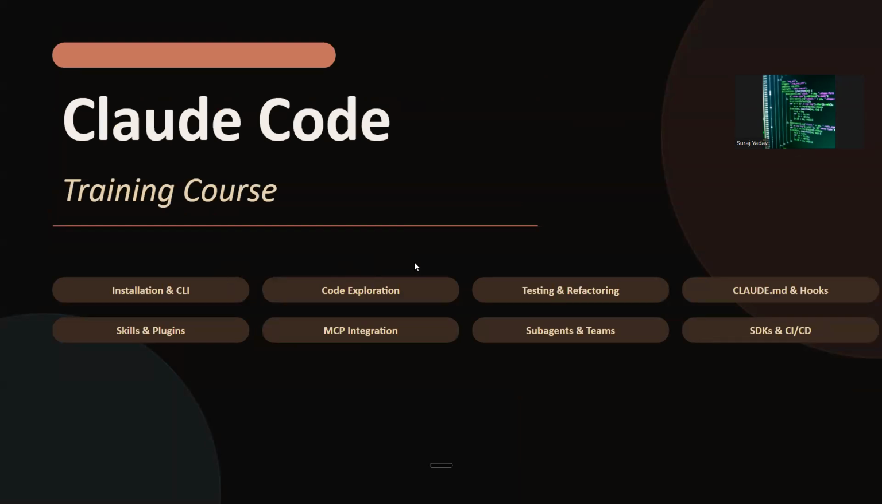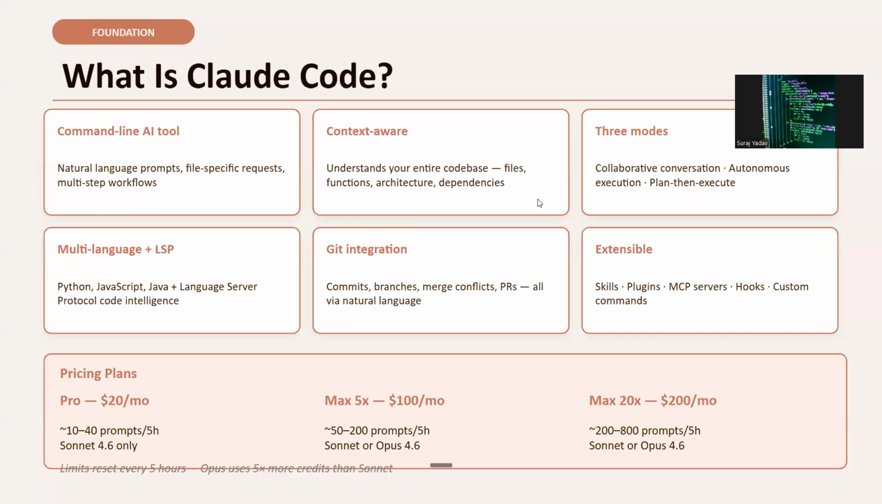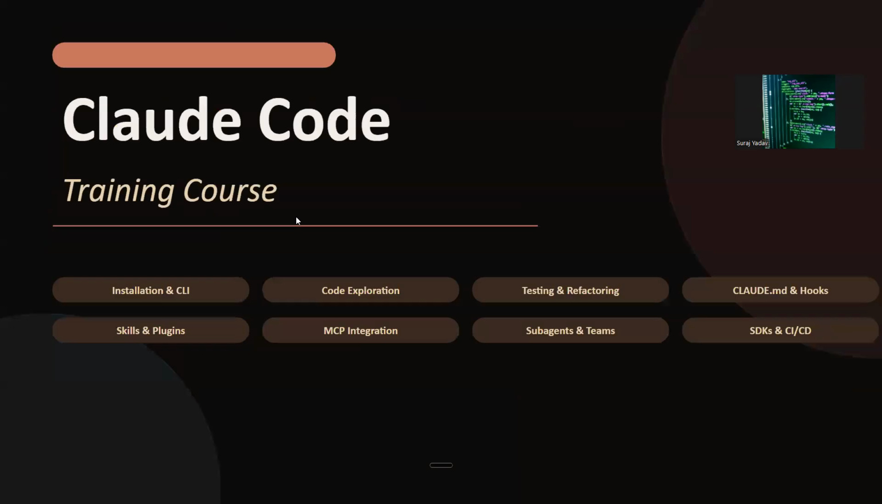So here is what we will cover today. Of course, the foundation: installation, pricing, and the three operation modes. Then core productivity with code. We'll be exploring the code part, then testing, git versioning, and refactoring.